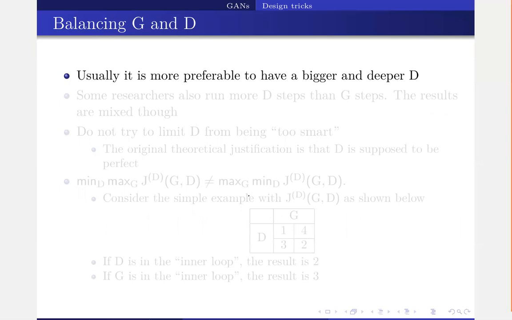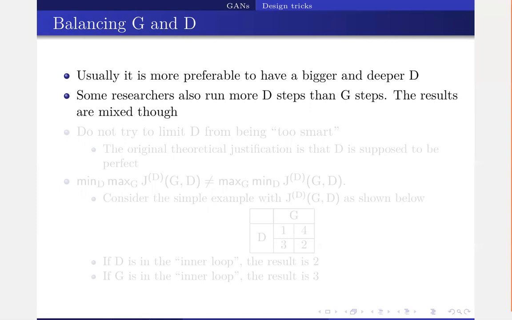Another remark: of course, with GANs you're trying to train both the generator and the discriminator, right? The fact is that usually it's much more important to have a good discriminator than a good generator. What someone can do is say, okay, I can run more D steps rather than G steps. That can be one fix.